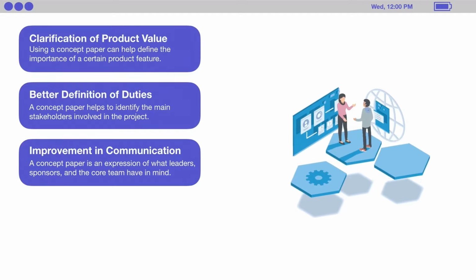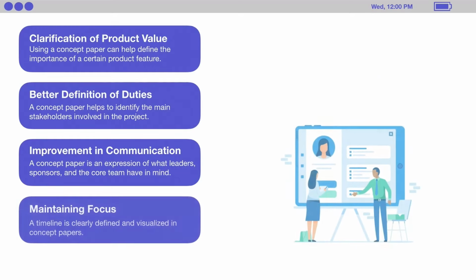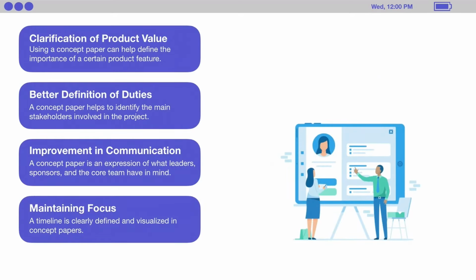4. Maintaining focus during the execution. A timeline is clearly defined and visualized in concept papers. These allow teams to keep the project on track and maintain the discipline of daily management routines, design reviews, and event management. Always take into consideration that the flow of a concept paper depends on what kind of output you are working on.